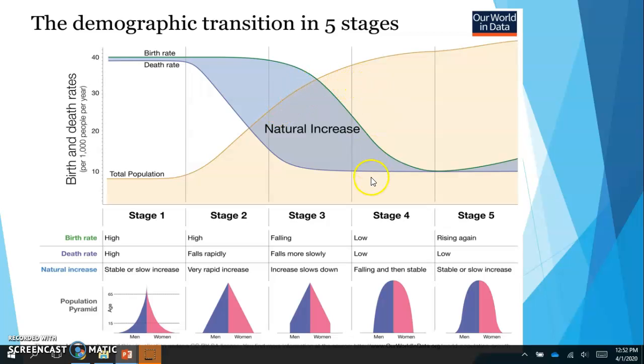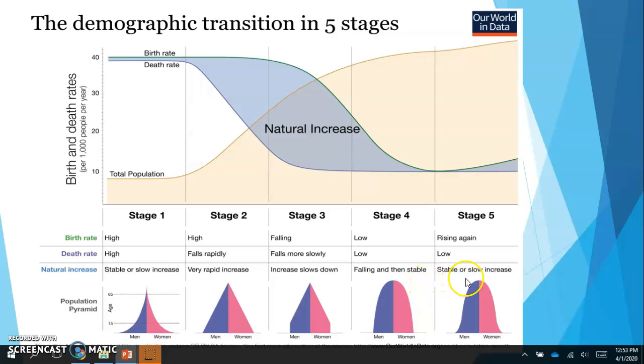And then when we get into stage 4, you've got low birth rates. So here's our birth rate and here's our death rate. We've got low birth and death rates. And then our natural increase, it first falls and then it becomes stable. So these are stable populations. United States would be in stage 4 of a demographic transition.